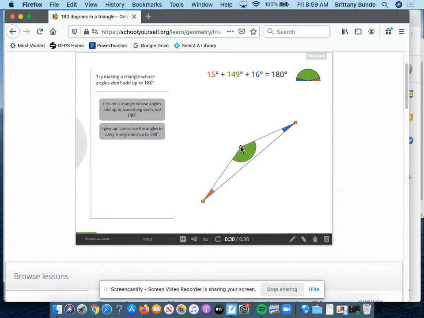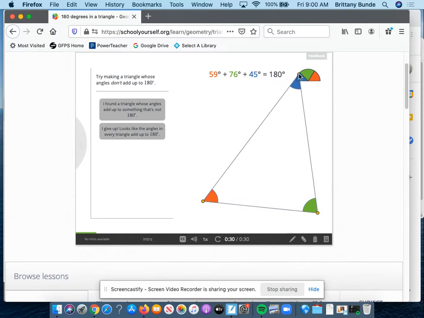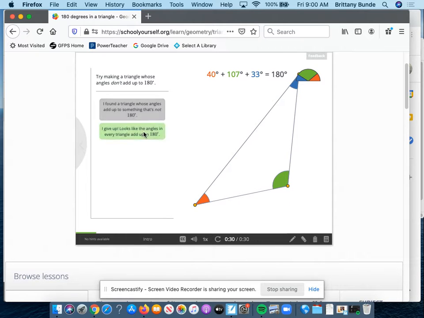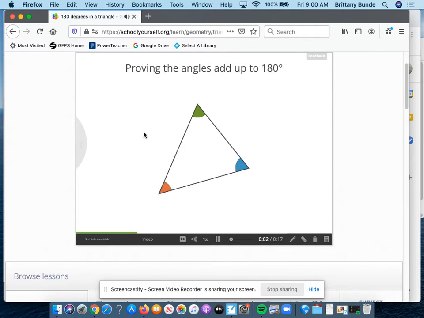So I'm just going to drag these around. No matter how small it gets, do you guys see how it still equals 180 degrees? Or I can make it super big. And again, it doesn't matter where I put these. Still equals 180. Seems like the angles of every triangle add up to 180 degrees.